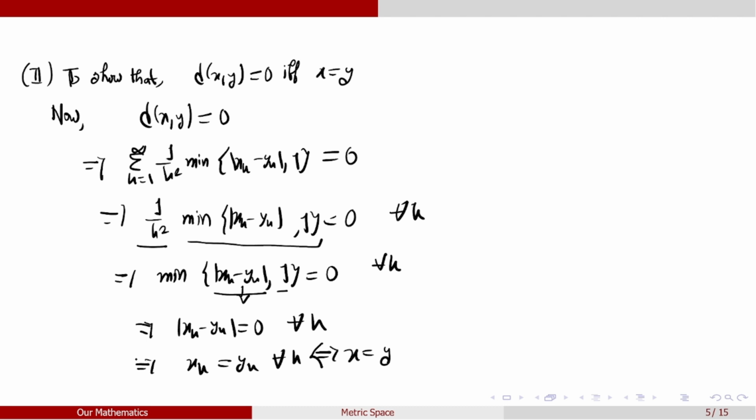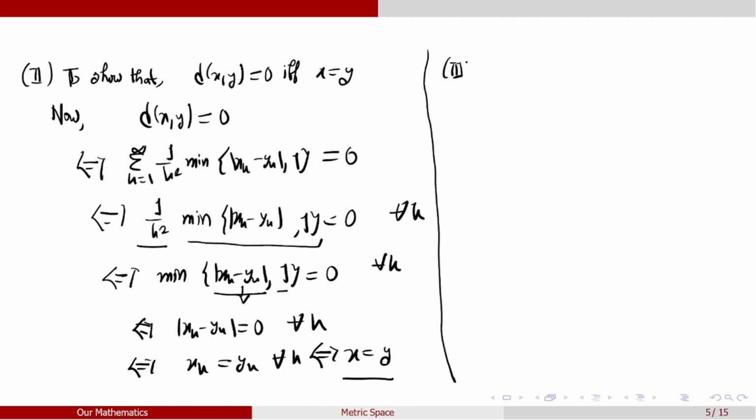Now let's see conversely, if x is equal to y, that means xk equal to yk for all k. That means xk minus yk equal to 0 for all k. That means their minimum should be 0 for all k. Then 1 by k square multiplying with this would also be 0 for all k, and if all the summands are 0, then their infinite sum will also be 0. That means d of x comma y is 0. So we have proved that d of x comma y equal to 0 if and only if x is equal to y. I hope this is clear to all of you.